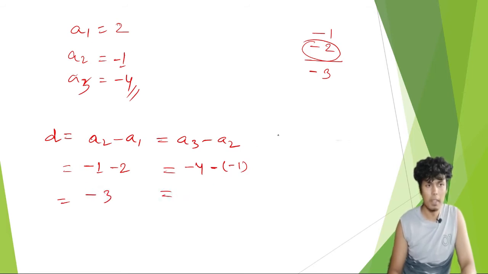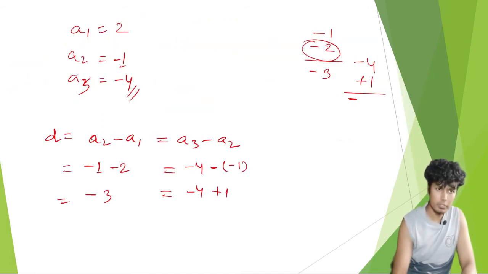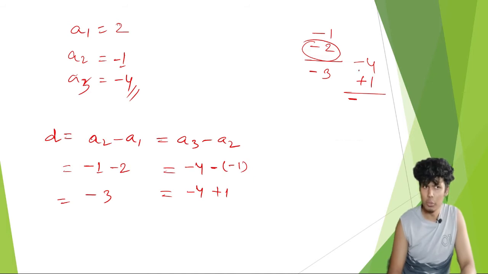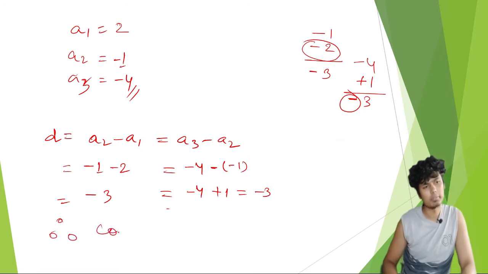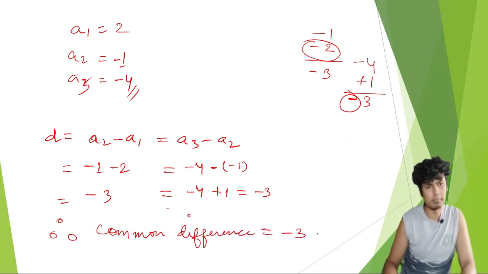And similarly here, minus 4 minus into minus, plus 1. Here minus 4 plus 1. Since they have different signs, you have to subtract, and you take the sign of the bigger number. 4 minus 1 is 3. It is minus 3. So therefore the common difference is equal to minus 3.